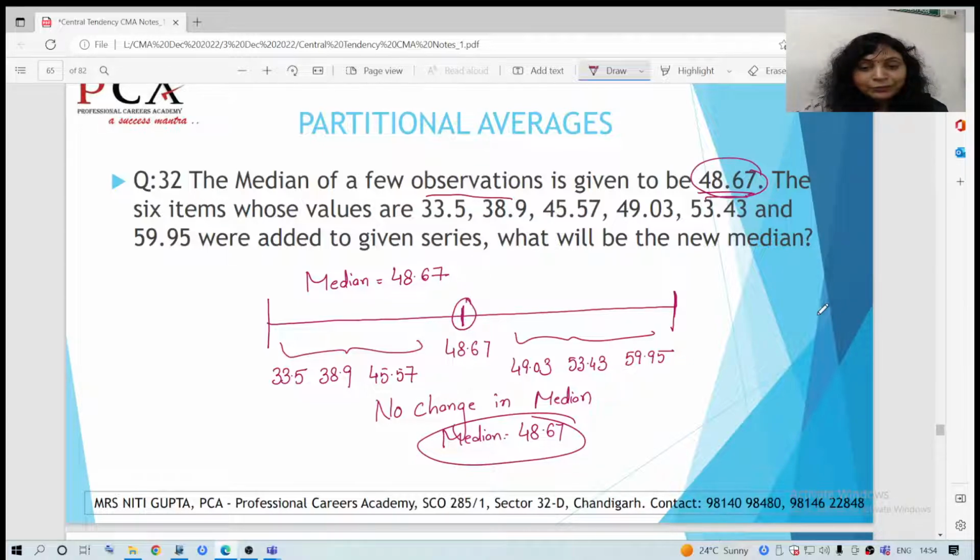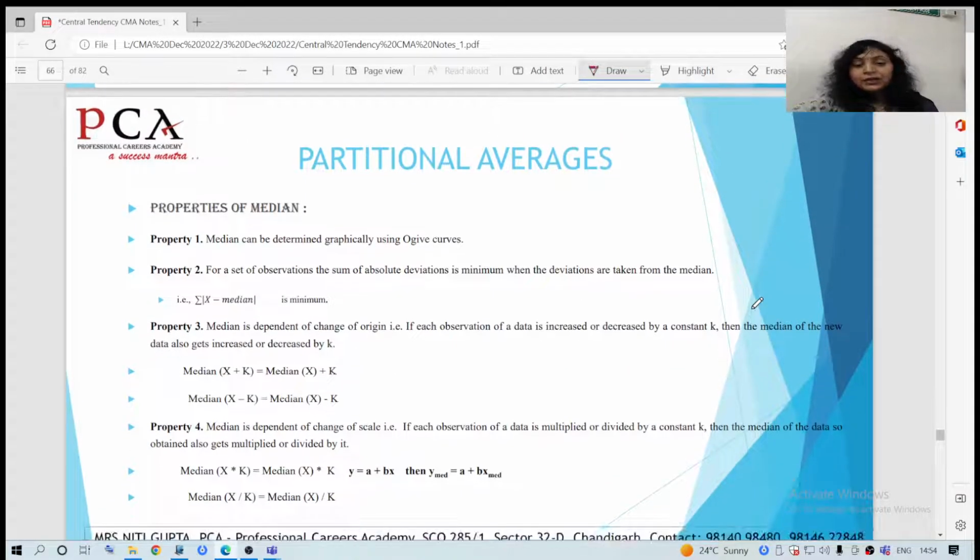So this is about positional averages. Let's discuss the various properties of median. I have already told you that these properties are very important. We have discussed the properties of mean, geometric mean, and harmonic mean. Whatever theoretical questions they ask in your examination are entirely based on properties, so you must have clarity about each and every property.